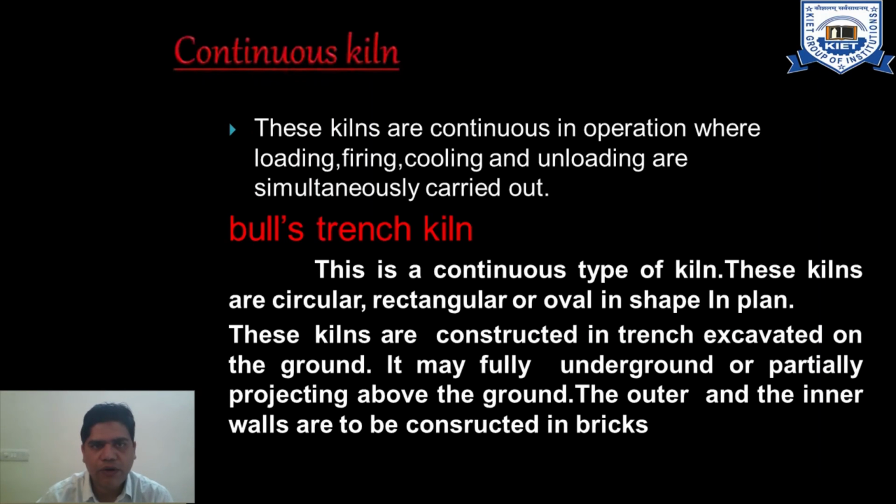And then coming on to the continuous kiln. These kilns are continuous in operation where loading, firing, cooling and unloading are simultaneously carried out. The first category is the bull's trench kiln. This is a continuous type of kiln. These kilns are circular, rectangular or oval in shape in plan. These kilns are constructed in a trench excavated on the ground. It may fully be underground or partially projecting above the ground. The outer and the inner walls are to be constructed in bricks.